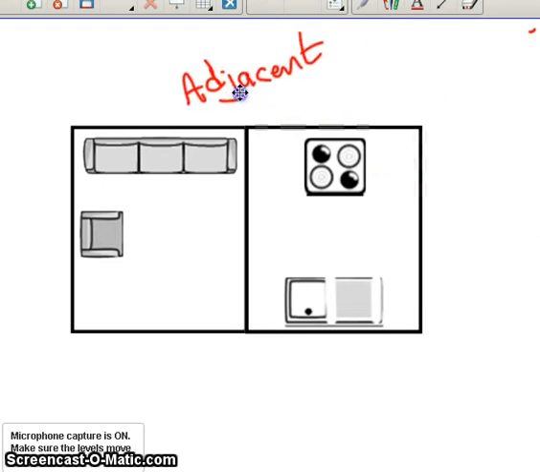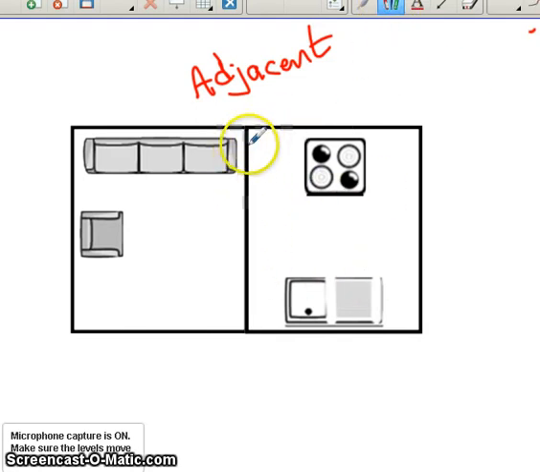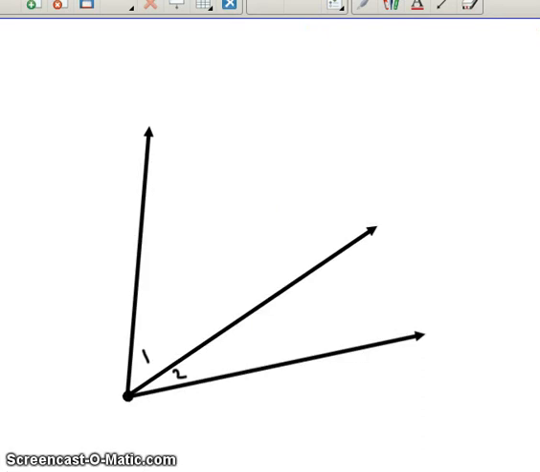You might describe these two rooms as adjacent to each other. We've got a living room on the left and we've got a kitchen on the right. And notice that these two rooms share a wall. One way to describe these rooms would be that they are adjacent or next to each other.